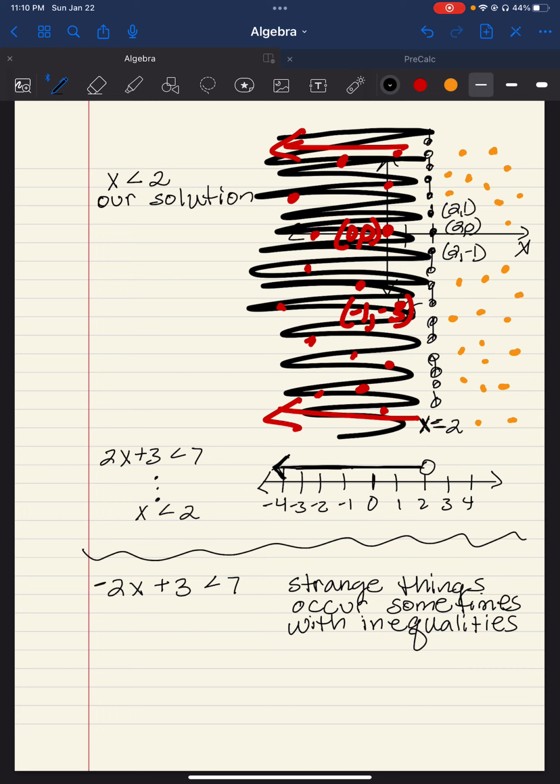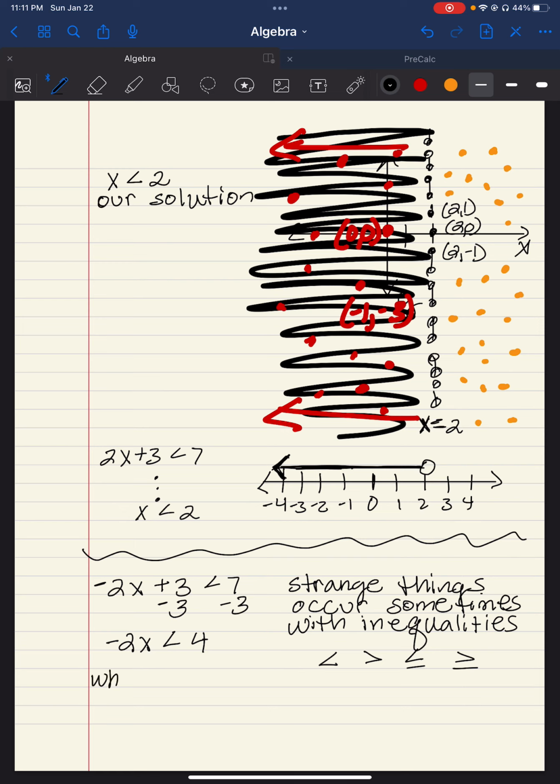We would start off solving this inequality similarly. So we would subtract 3 from both sides. Nothing to worry about here. We get -2x is less than 4. Same as we got before. The only difference now is this is a -2. Okay. If you have an inequality, it doesn't matter if it's less than or greater than or less than or equal to or greater than or equal to, it doesn't matter.